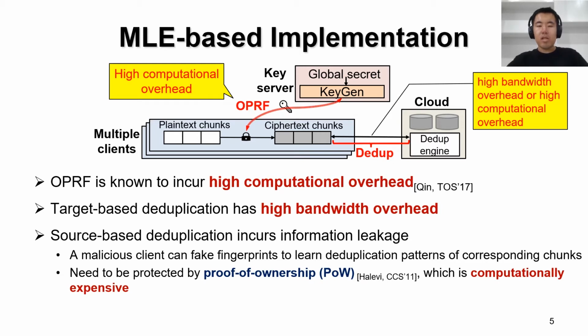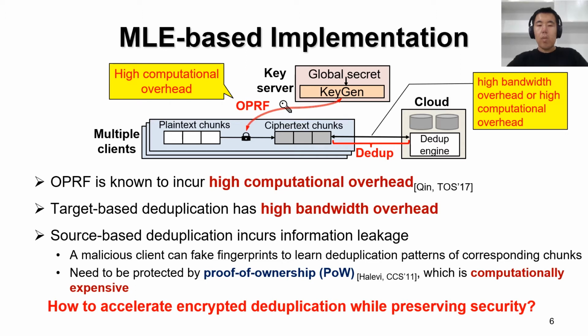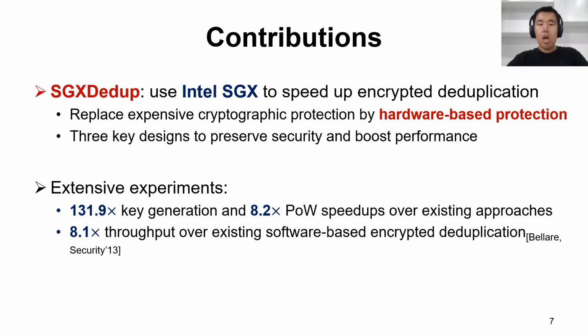To prevent this information leakage, source-based deduplication needs to be coupled with a cryptographic primitive, namely proof of ownership, but the POW is computationally expensive. Thus, we pose the question: how to accelerate encrypted deduplication while preserving security? In this work, we built on Intel SGX to speed up encrypted deduplication. We present SGX-Dedup, an SGX-based encrypted deduplication system with high performance.